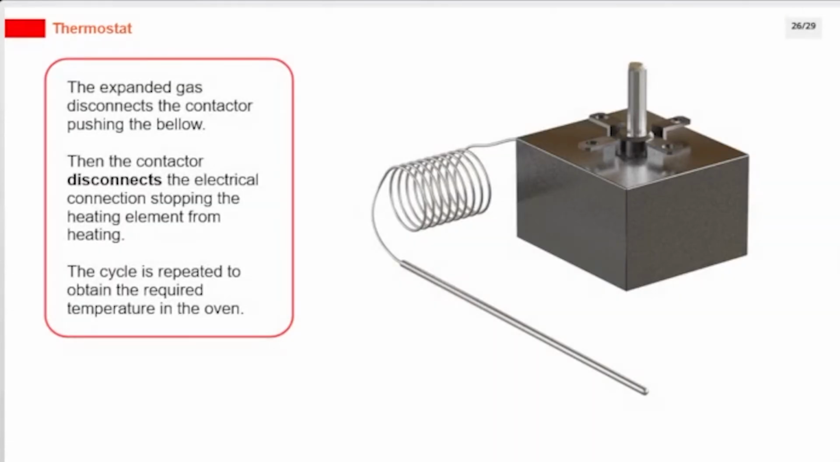The expanded gas disconnects the contactor, pushing the bellow. Then the contactor disconnects the electrical connection, stopping the heating element from heating. The cycle is repeated to obtain the required temperature in the oven.